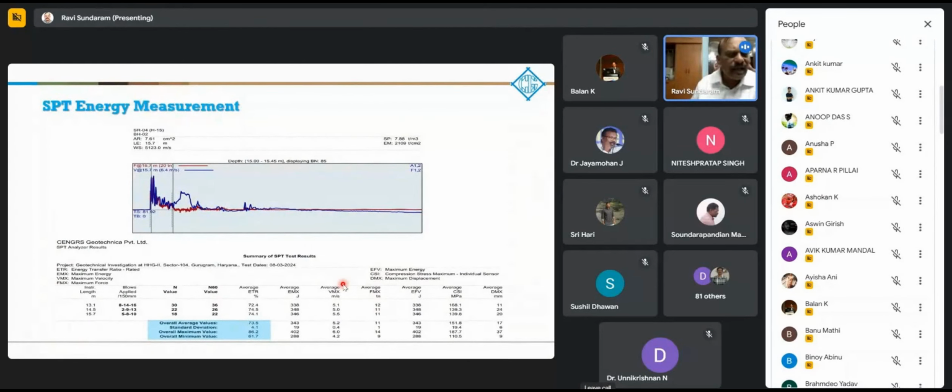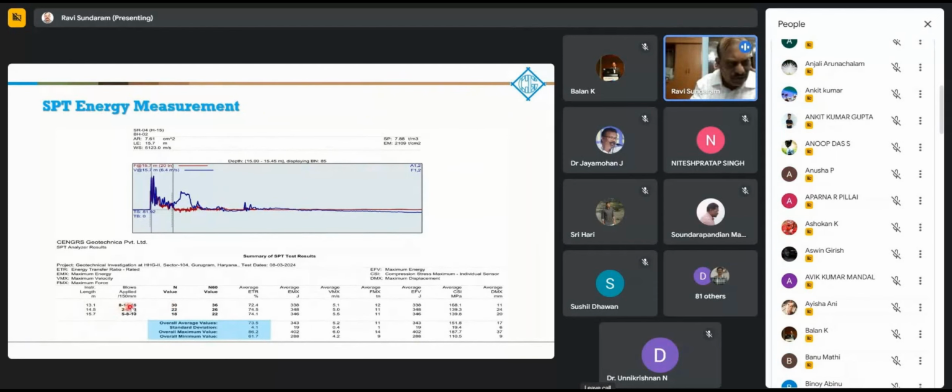So typical SPT data, energy measurement, you can see an average of 73.5%. So what has been done is that normally below 10 meters we do 3 data acquisitions. Each data acquisition, about 15 or 20 blows are monitored. So you have a lot of data and then the average is taken.